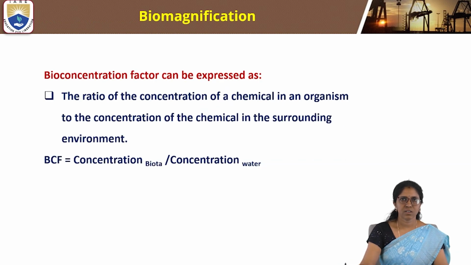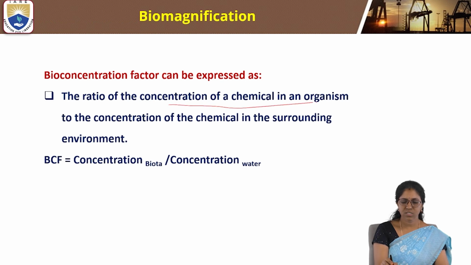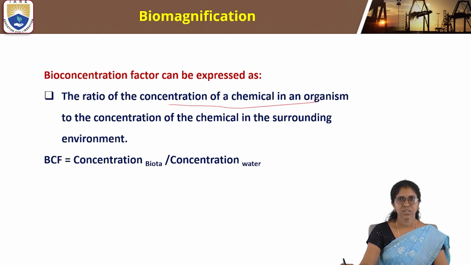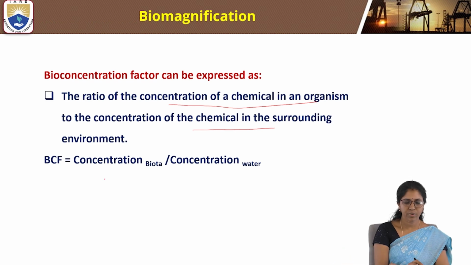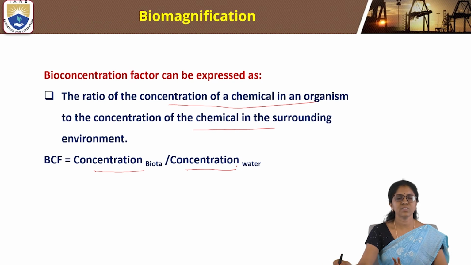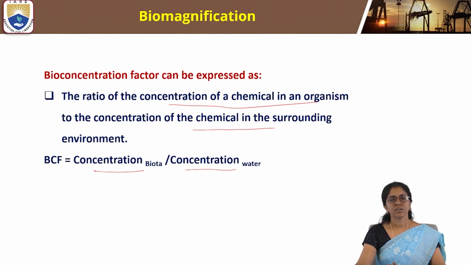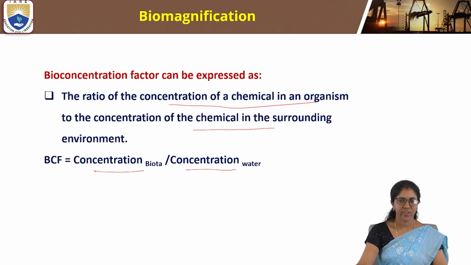So how can bioconcentration factor be expressed? It can be expressed as the ratio of the concentration of a chemical in an organism to the concentration of the chemical in the surrounding water. This is nothing but the bioconcentration factor.